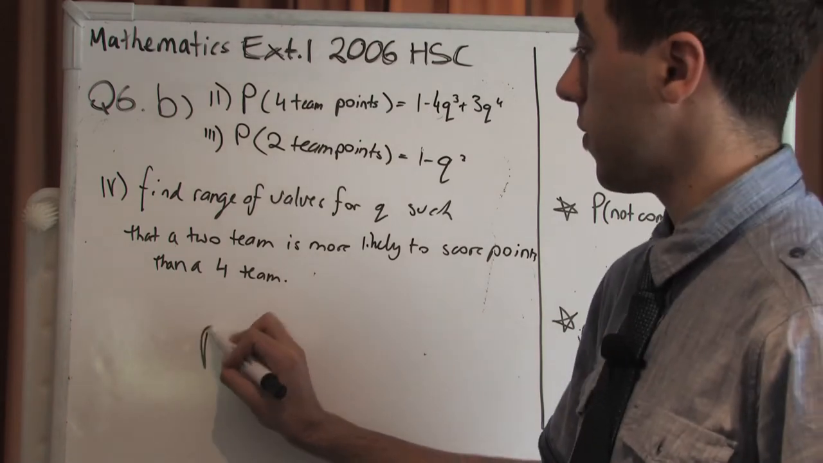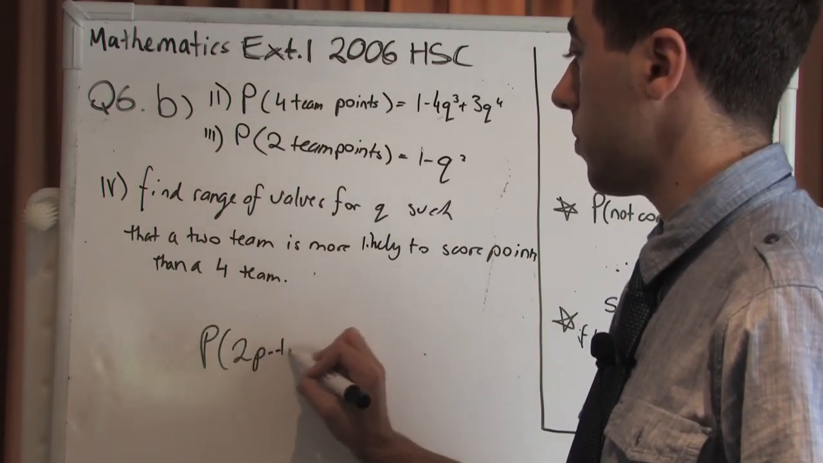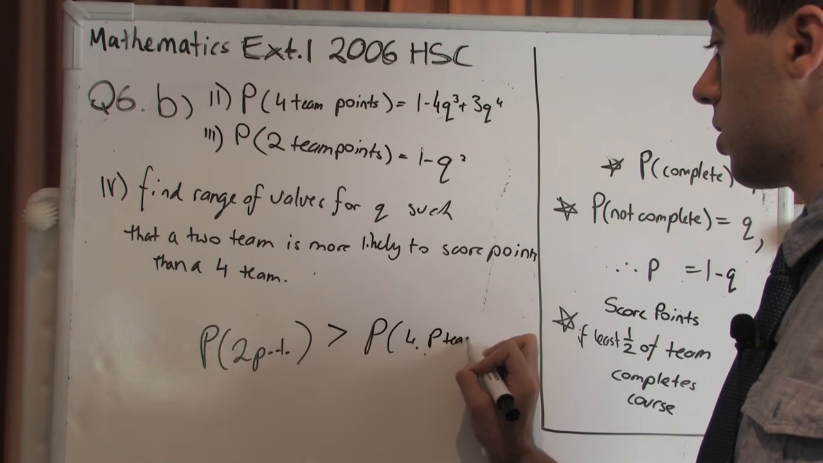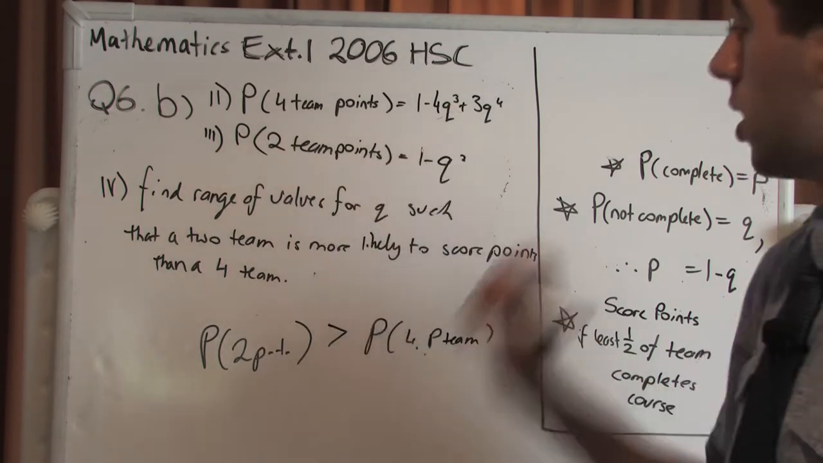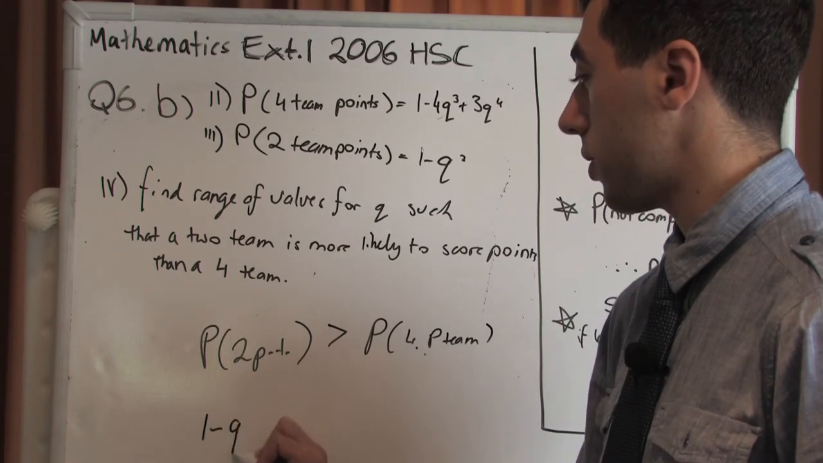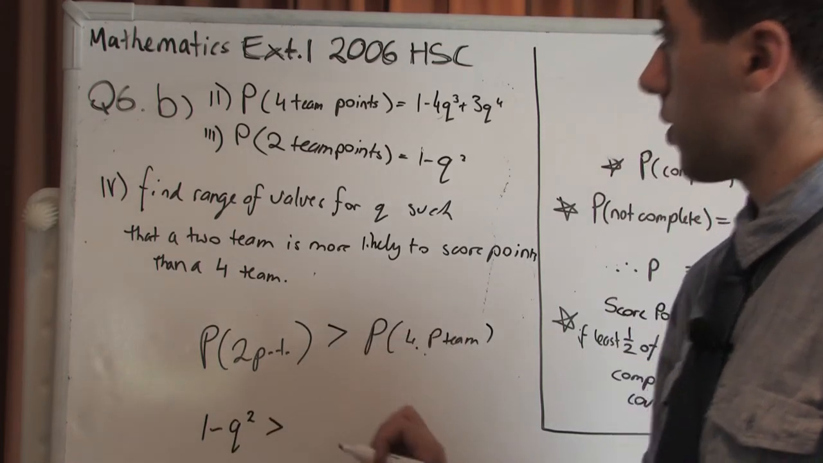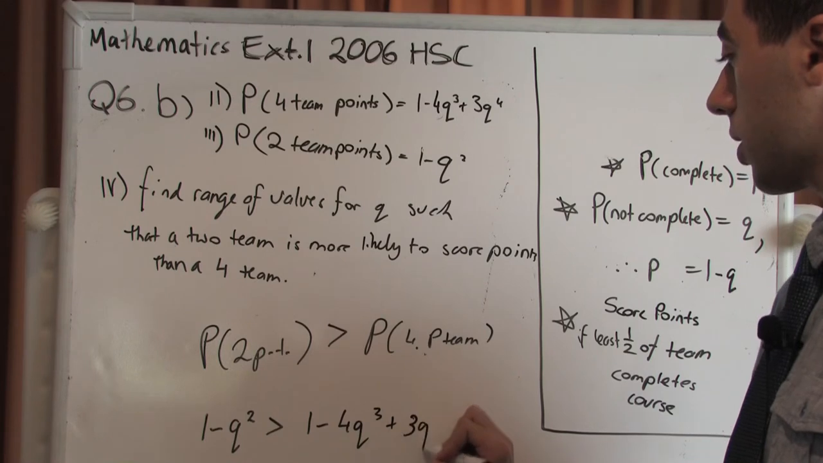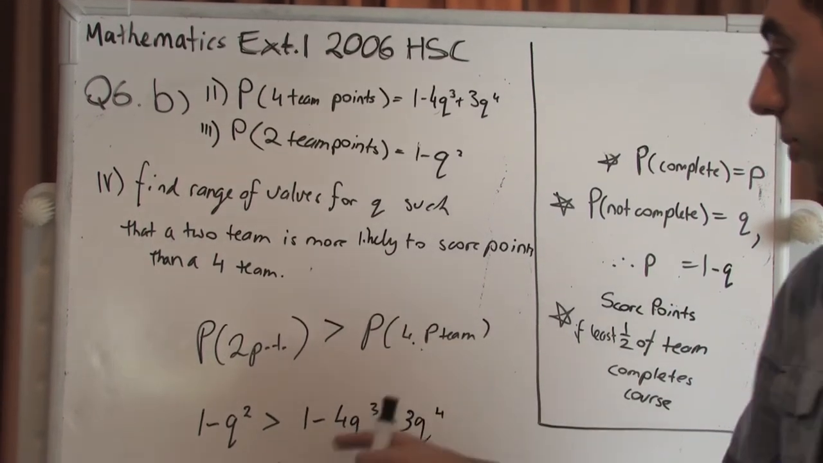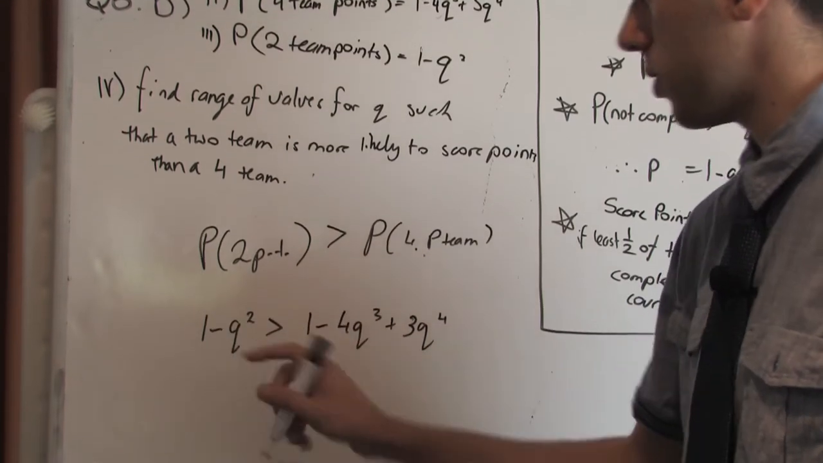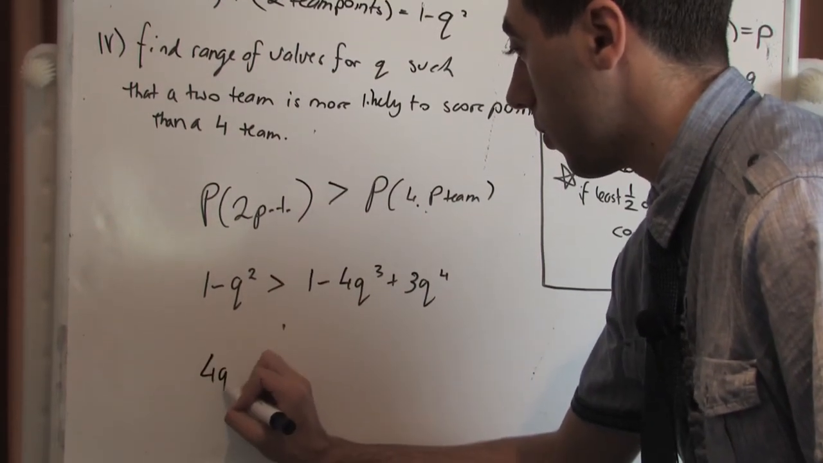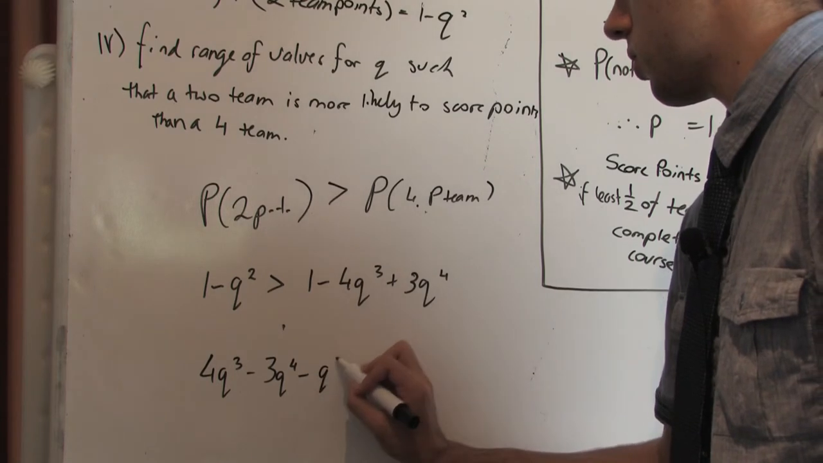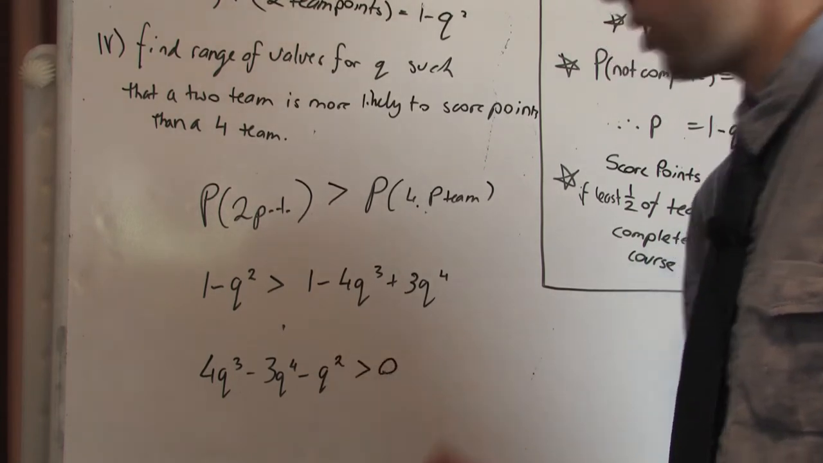So what I'm talking about is that if I want the probability of a two-person team to be greater than the probability of a four-person team, then we'll just consider this, okay? As we've just learned, the left-hand side is equivalent to 1 minus q squared, and the right-hand side is equivalent to 1 minus 4q cubed plus 3q to the power of 4. Alright, so now I'm going to bring everything over to one side. As you can see, the 1s cancel, so we'll be left with 4q cubed minus 3q to the power of 4 minus q squared, and that all should be greater than 0.